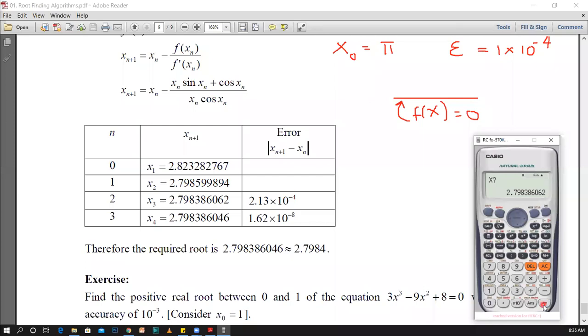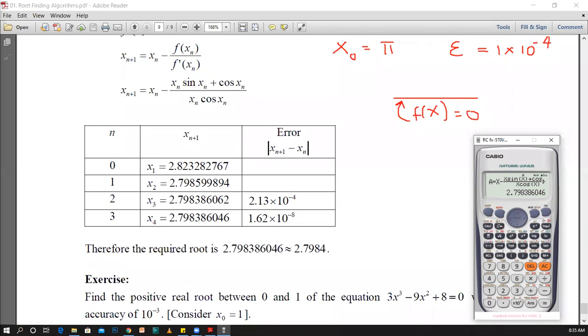Once you set the value of x as the previous answer, then you will get the answer as 2.79838646. Now you can see that the error is quite smaller than this predefined error limit 1 into 10 to the power minus 4. Since we have obtained an error which is less than the predefined error limit, we can terminate the calculation. No need to calculate any further steps.